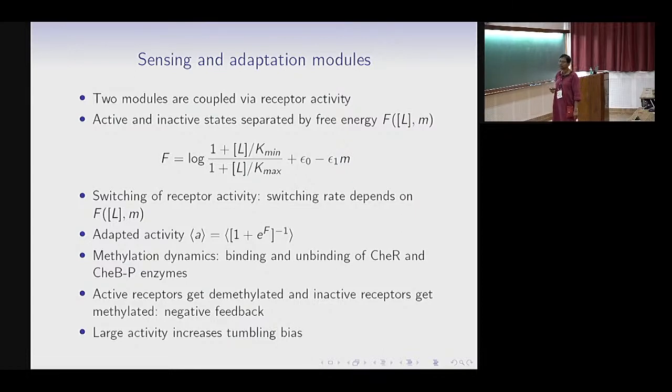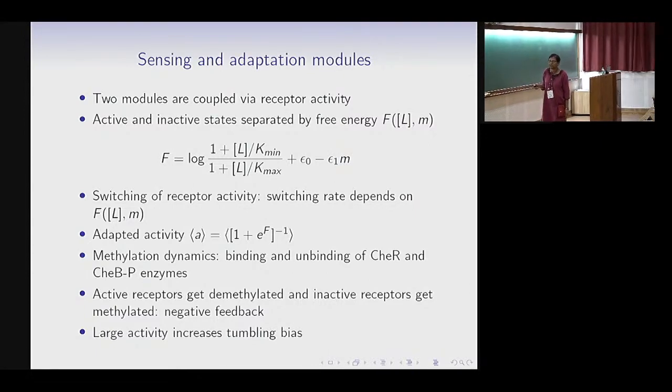And the switching rate between the two states, active and inactive, depends on the free energy that separates the two states, such that in the adapted state, when the cell is well adapted to its environment, the average activity, which is defined as the probability to find the receptor in the active state, is given by this. This comes from a simple Boltzmann distribution. So, 1 over 1 plus e to the F, averaged.